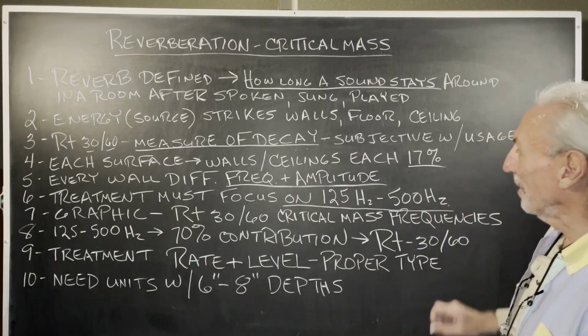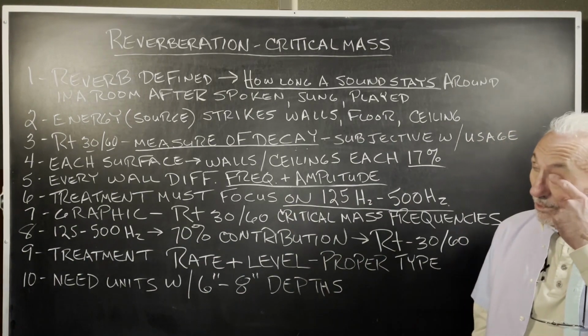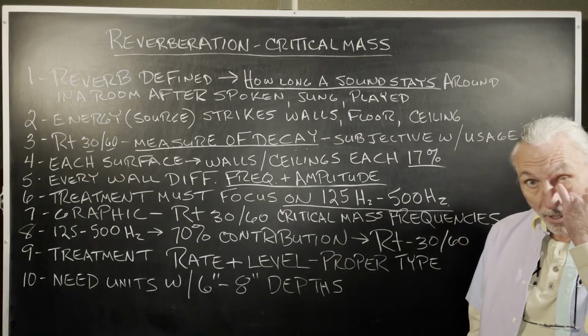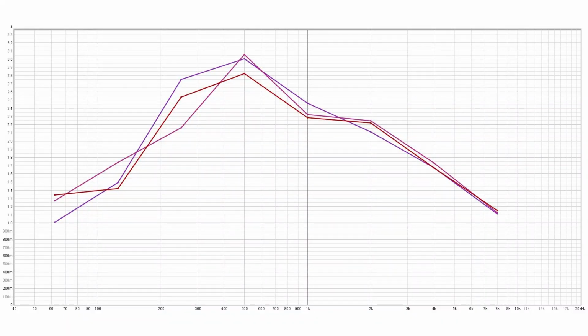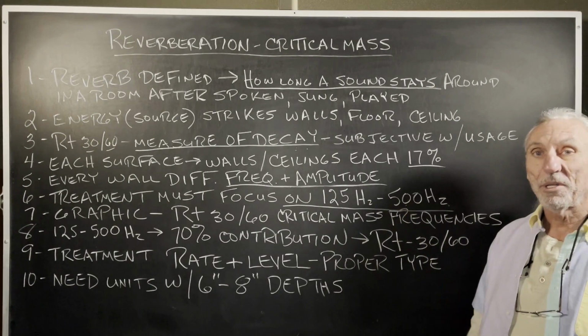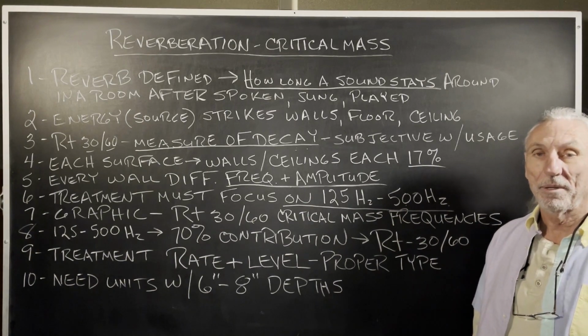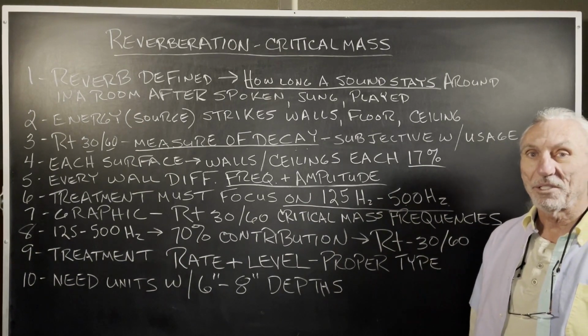But let's focus on this range. It's funny. Reverberation time, critical ranges are 125 to 500. Look at this graphic. Take a few seconds to study it. Look at the frequency response range. Look at the peak RT30/60 time. That 3 second or whatever it is, the high one. Look at that, okay? Look at the range. And that's a typical RT30/60 bump. So that's the frequency range you have to focus on.